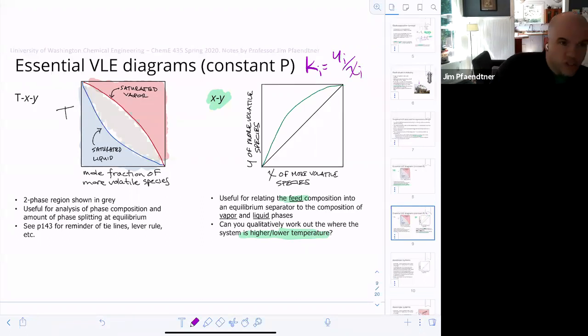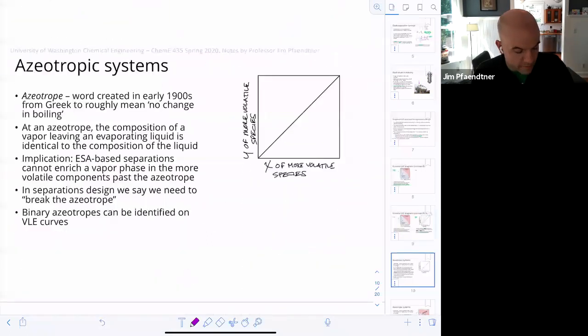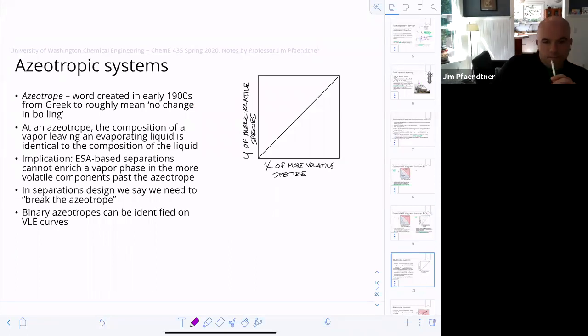We can also begin to imagine where we have very large or small partition coefficients at a given point in our column and begin to imagine whether the separation is easier or less easy. So before we get into VLE design, there's one other case that we really have to begin to learn about, and we'll revisit it in distillation design. And that's the example of an azeotrope.